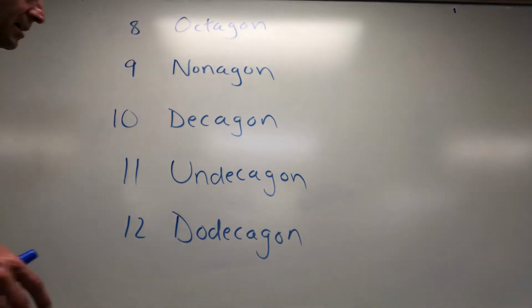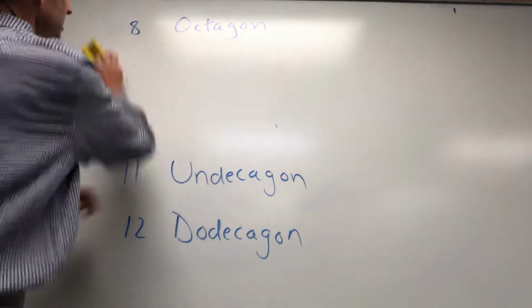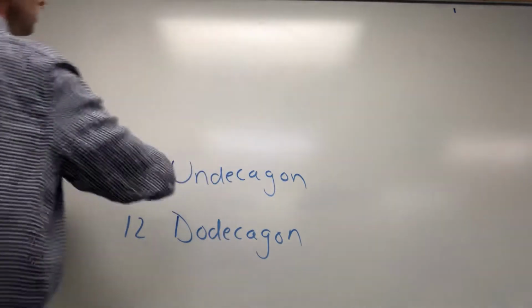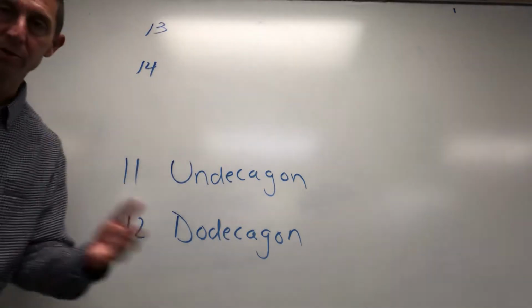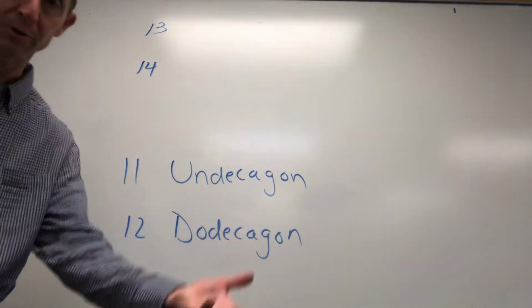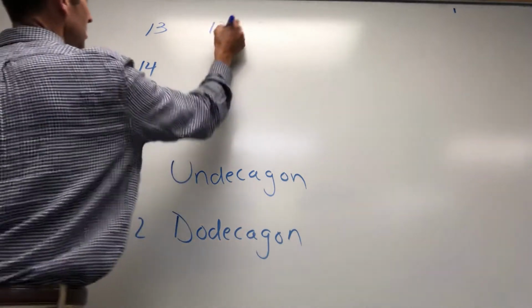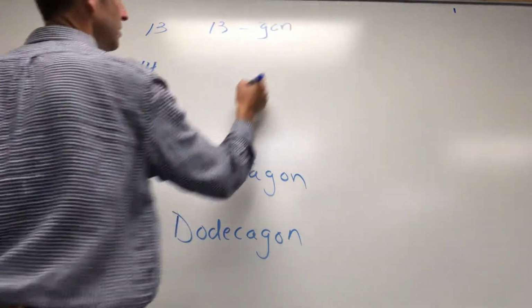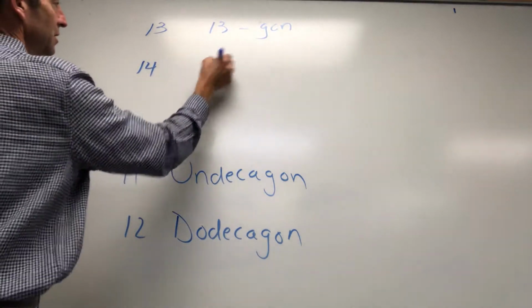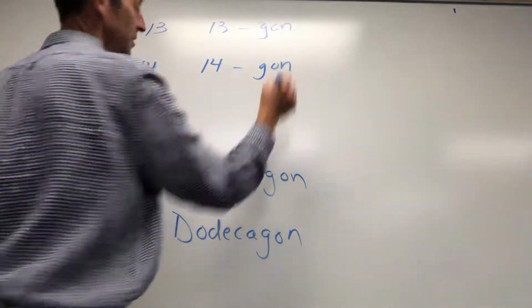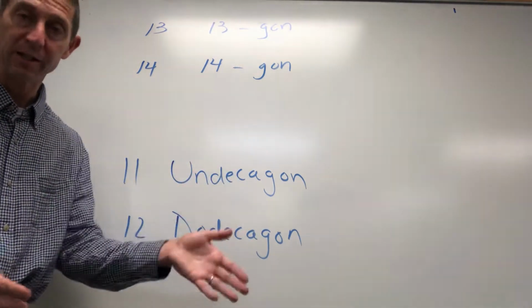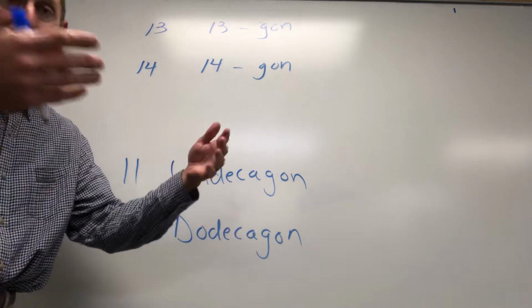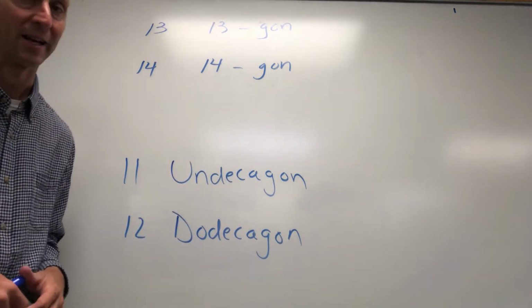Now when it goes past this, let's say you get up to 13 sides or 14 sides, you just use whatever number you have. So if it's a 13-sided figure, it's just called a 13agon. If it's a 14-sided figure, it's a 14agon. So anything past 12, 13agon, 14agon, 15agon, 20agon, 50agon, it just does that.